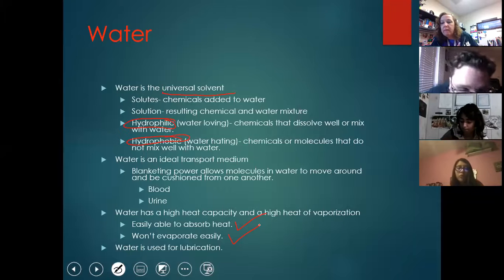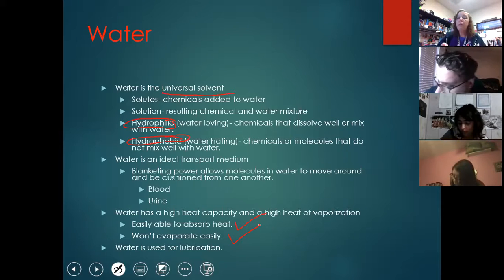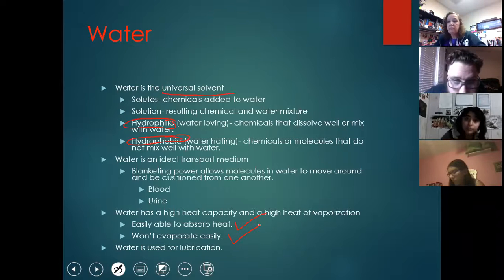You cook the chicken and the chicken fat is in the pan. Chicken fat is hydrophobic. So when you put the water in the pan, what happens to the fat? It globs up together and it repels the water. That would be hydrophobic. Hydrophilic is where we mix very easily and we are water loving.